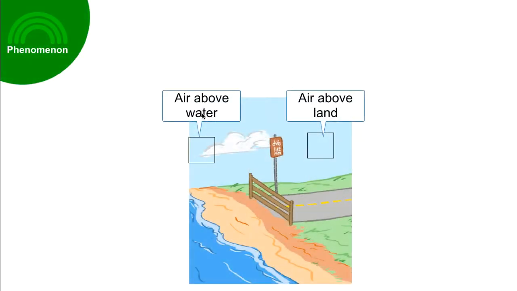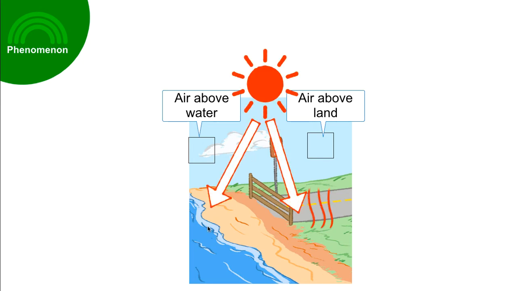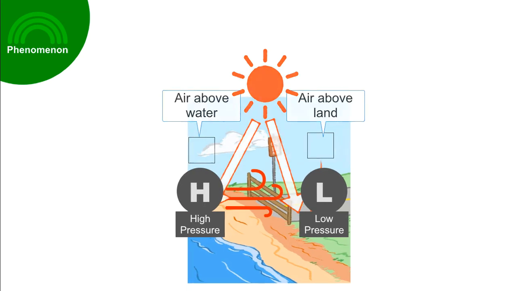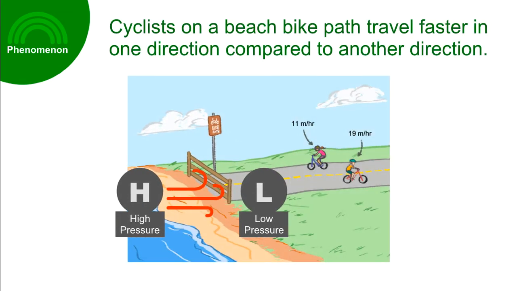So if we zoom back out and look at our original beach situation where we have the air above the water and the air above the land, well, the sunshine is going to shine down just like we said it would originally, but it's going to affect the air and the water differently. The land is going to heat up more quickly, and we end up with higher pressure where things are cooler and lower pressure where the molecules are more spread out. To equalize this differential, the air molecules are going to move, causing the wind from the high pressure to the low pressure. And it's that wind that's going to push against the cyclists so that they can travel faster in one direction than the other.